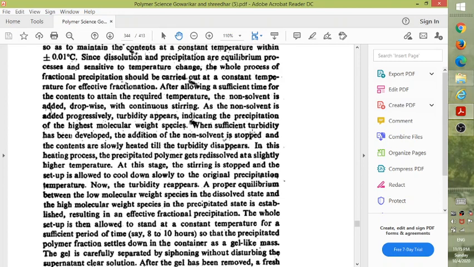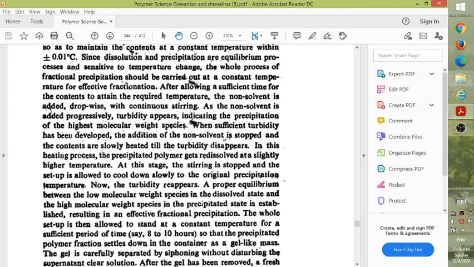In this heating process, the precipitated polymer gets redissolved at a slightly higher temperature, because we know if we increase the temperature, the solubility increases. At this stage, the stirring is stopped and the setup is allowed to cool down to the original precipitation temperature. Now the turbidity reappears. A proper equilibrium between the low molecular weight species in the dissolved state and the high molecular weight species in the precipitated state is established, resulting in an effective fractional precipitation.